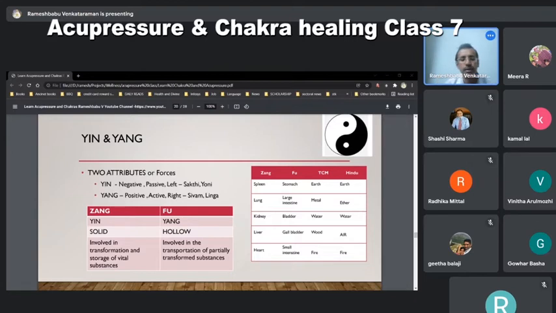Zhang organs are storages, whereas Fu organs are hollow in nature, so they are not solid organs. For example, you can think of the stomach. The stomach is hollow, and food has to pass through. So basically, the Fu organs transport the energy and substances, and act as a source for transportation. Whereas the Zhang organs store the substances, and act as a vital source for energy. That's the difference between these two. So this is about yin and yang.